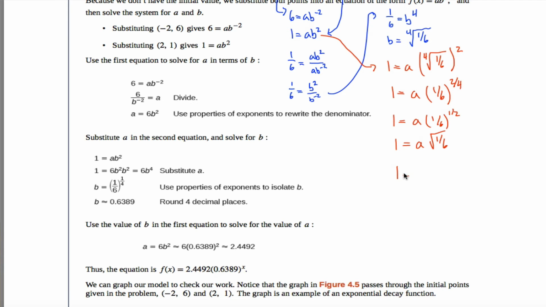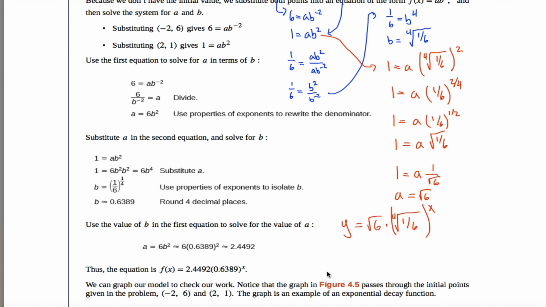The square root of 1/6 is equal to the square root of 1 divided by the square root of 6. So if I multiply both sides of the equation by the square root of 6, I get a equals root 6 here. And this will be the same answer your book got. It looks like it uses decimal places, which I'm not too fond of, but whatever. So for my final answer, y is equal to root 6 times b, which I figured out was the 4th root of 1/6, raised to the x power.